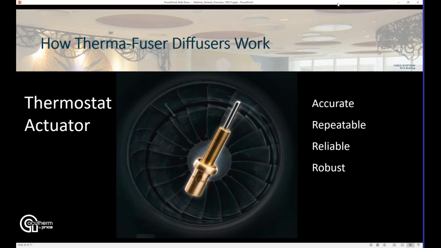We show this photo of the thermostat actuator in front of a jet engine because they're very commonly used in many industries today, including jet engines, large diesel trucks, Harley-Davidson motorcycles. In each of these cases, they're operating different valves based on temperature. And really, Acutherm's using them for the same reason these other industries use them. They're very accurate. They've proven extremely repeatable over time. They've also proven extremely reliable.